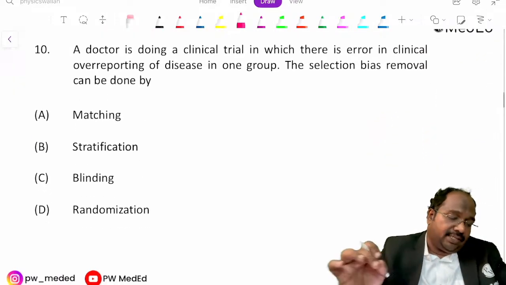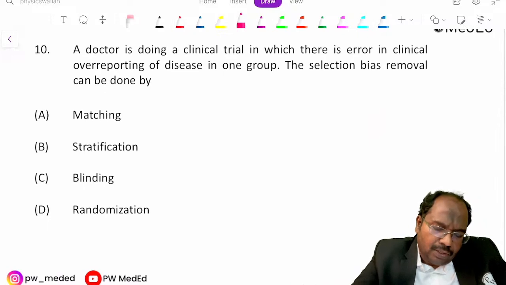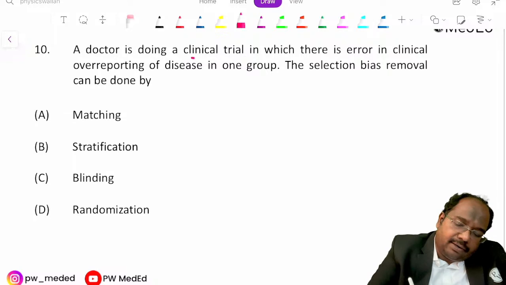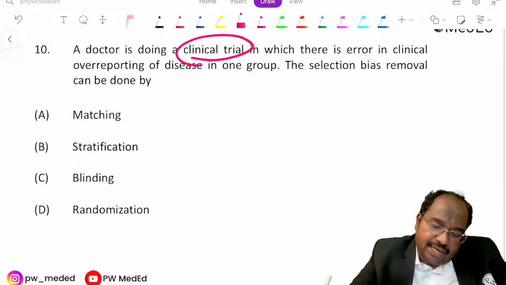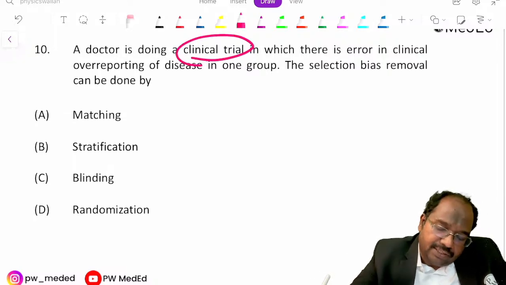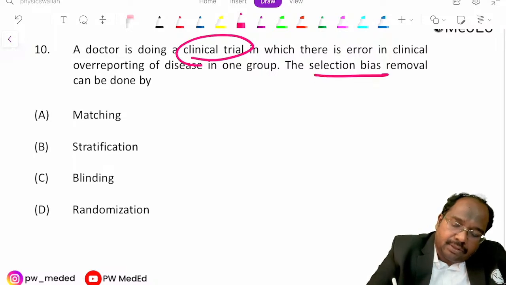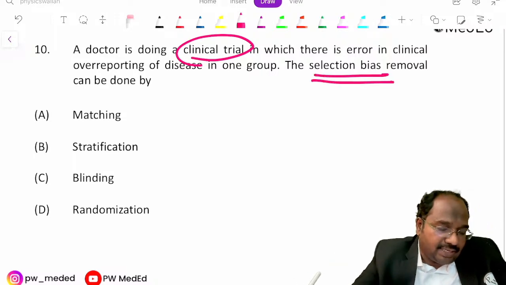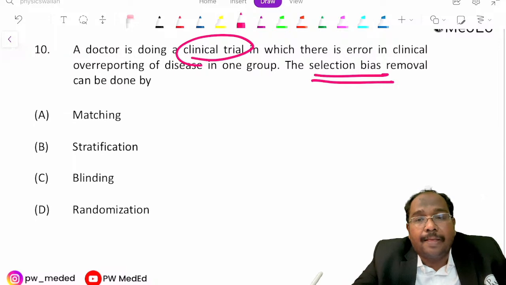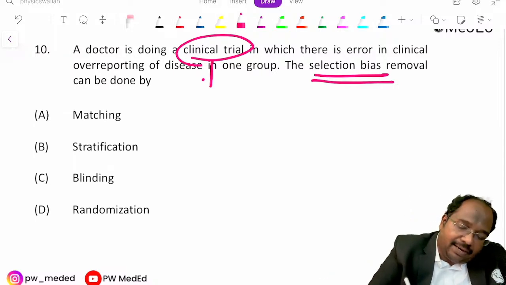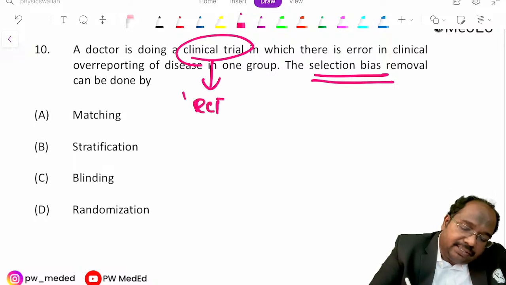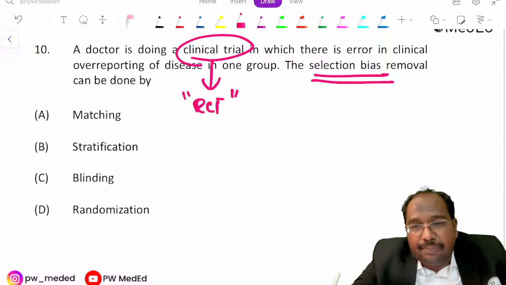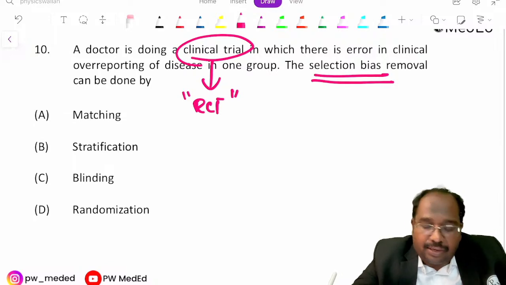Next question, guys. Answer the next question. A doctor doing a clinical trial, in which there is an error in clinical over-reporting of disease: there is a selection bias. Okay, so what is the answer here? Selection bias. Removal can be done by. We are discussing a clinical trial, so preferably this is RCT. RCT means randomized control trial.